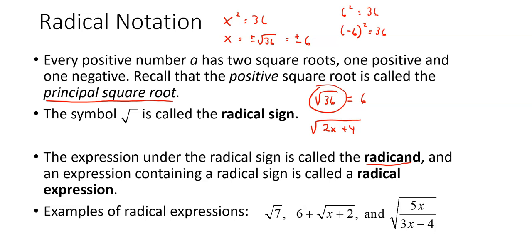The square root of 7. 7 is not a perfect square, but the square root of 7 is a perfectly legitimate radical expression, and it has a numerical value. It's irrational, but it's still a numerical value. 6 plus the square root of x plus 2 is another radical expression, and that third one is a fraction underneath the radical, which again is still a radical expression. The radicand would be that 5x over 3x minus 4.